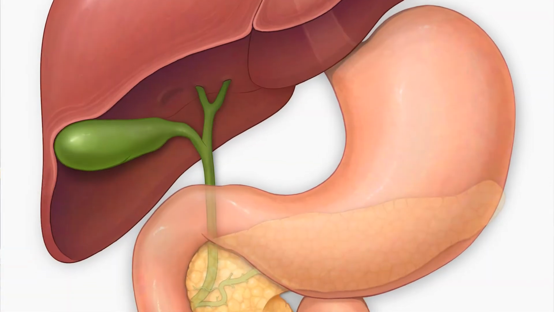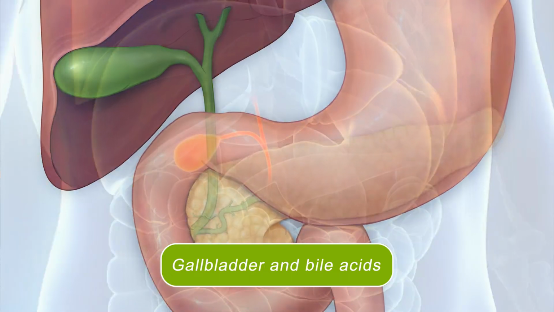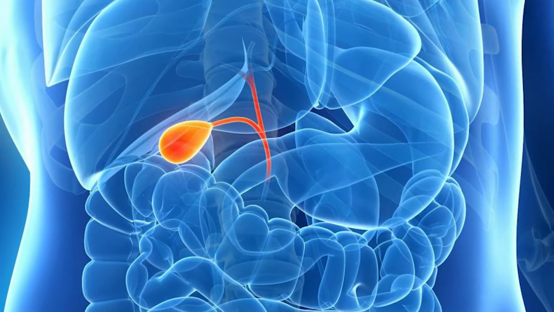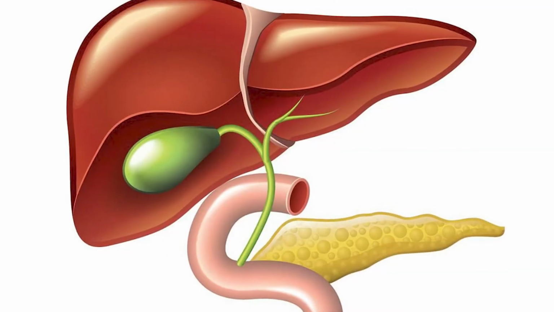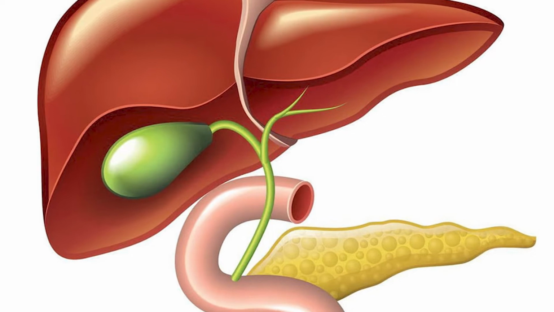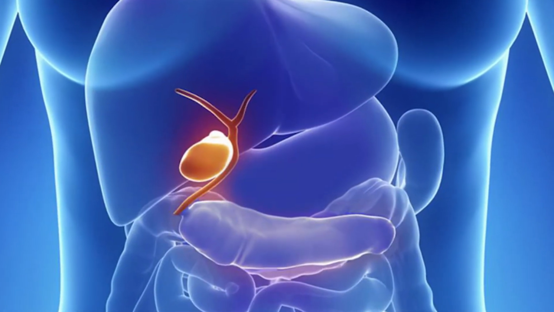Today we continue the topic of the liver and gallbladder, and we will talk about the gallbladder, about bile acids, and why our body needs them, because again, many underestimate the importance and influence of the gallbladder on our body. We will talk about what problems with the gallbladder can lead to and what symptoms indicate problems with the gallbladder.